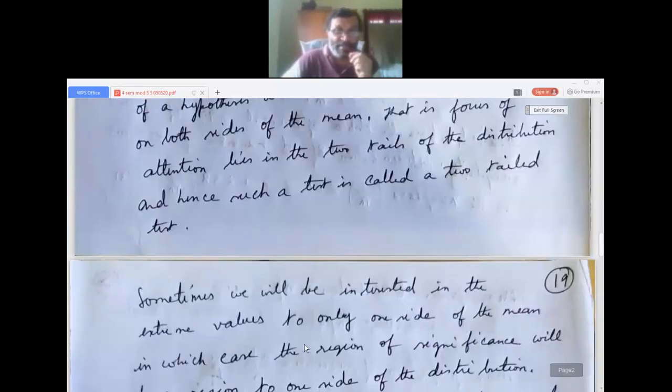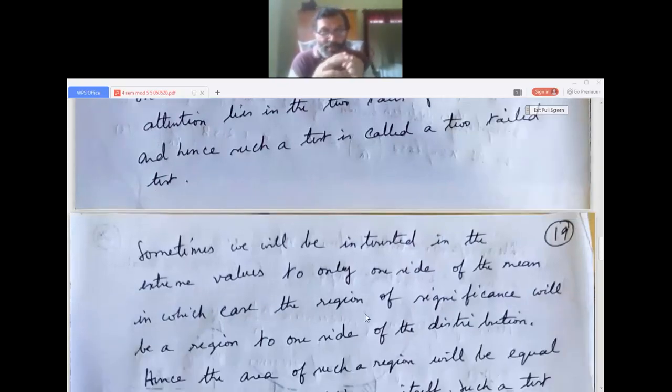Sometimes we will be interested in the extreme values to only one side of the mean. As you will see later, we will be studying only one side of the mean, that is, one side of the graph. In which case, the region of significance will be a region to one side of the distribution. Suppose we consider only one side of the mean. Then, in that case, the region of significance will be the region on one side of the distribution.